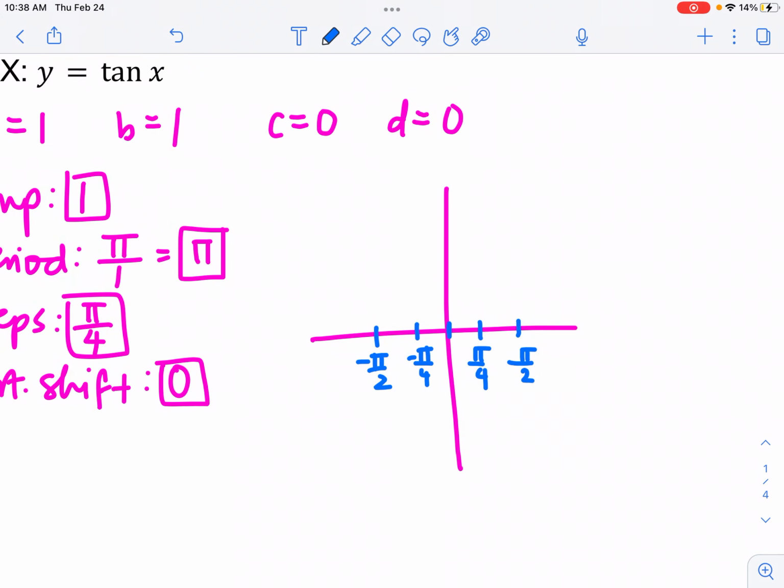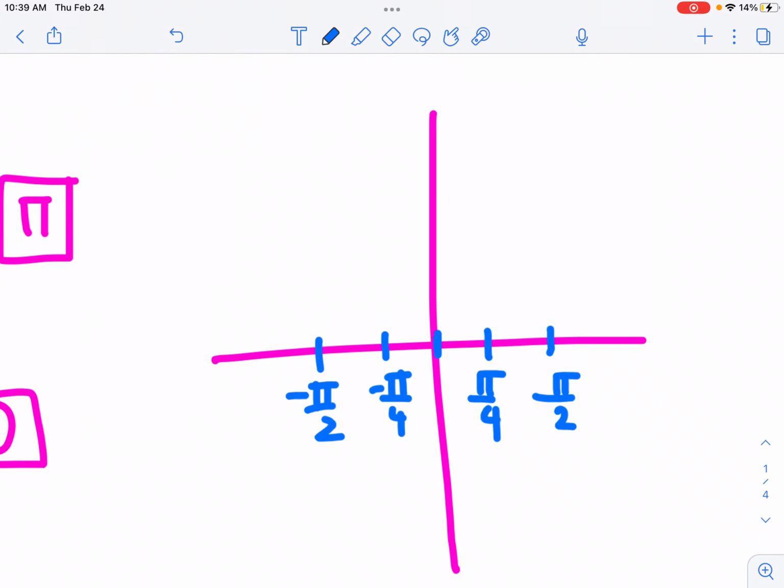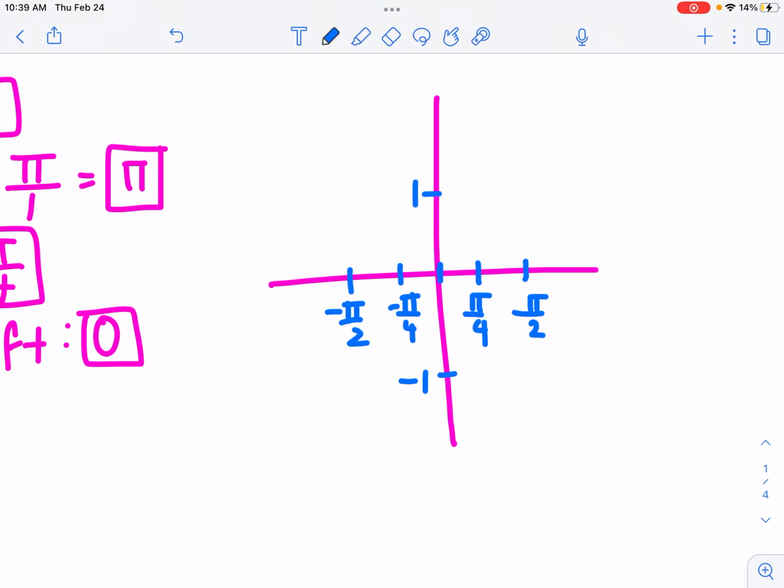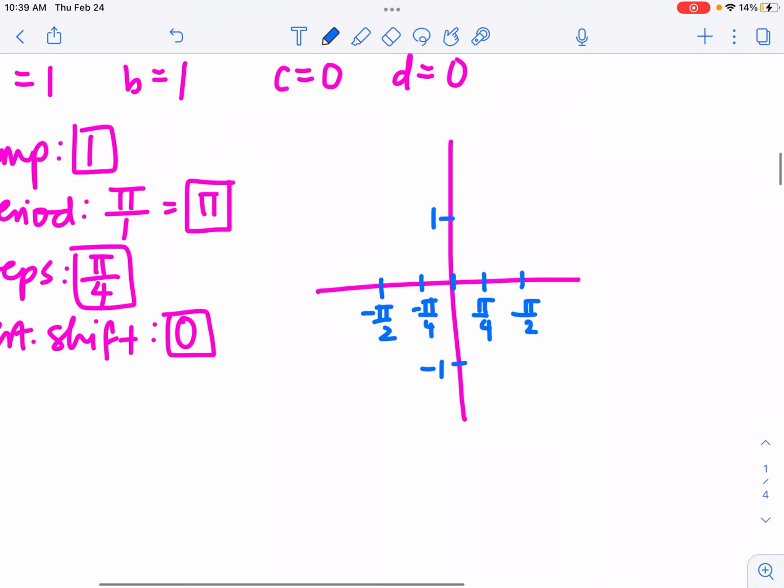So we've got our steps down. My amplitude is 1, so 1, and symmetry, -1. All right, our midline is at 0 here. So that's why our amplitude is just going to be up at 1, down at -1. Cool. We got that set up. Now we get to just go ahead and get started.